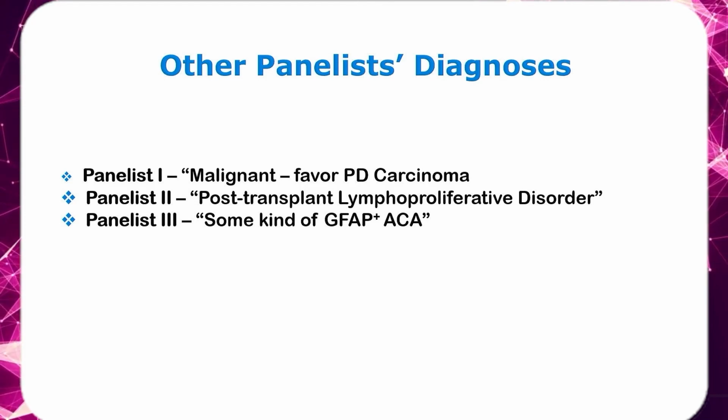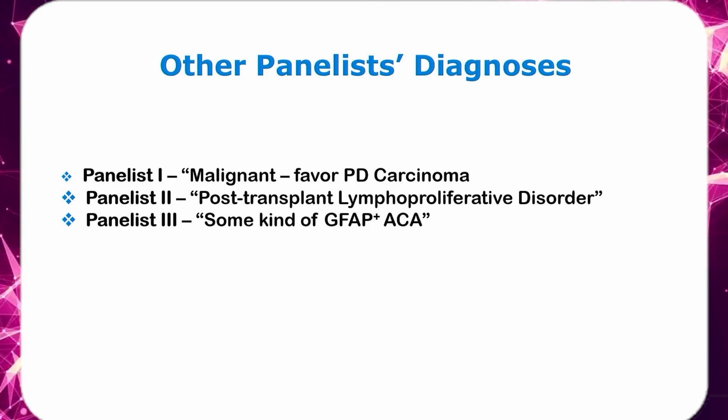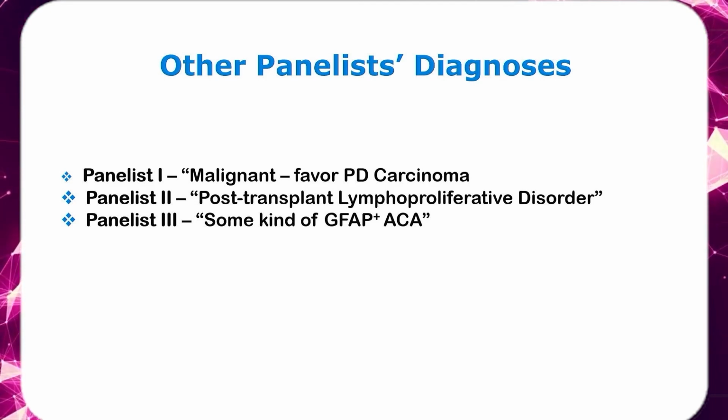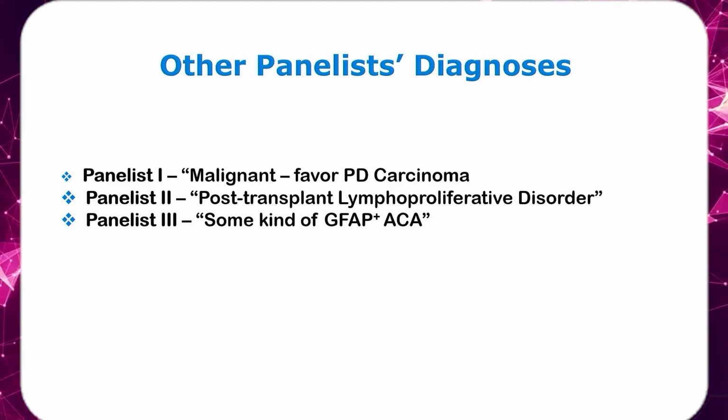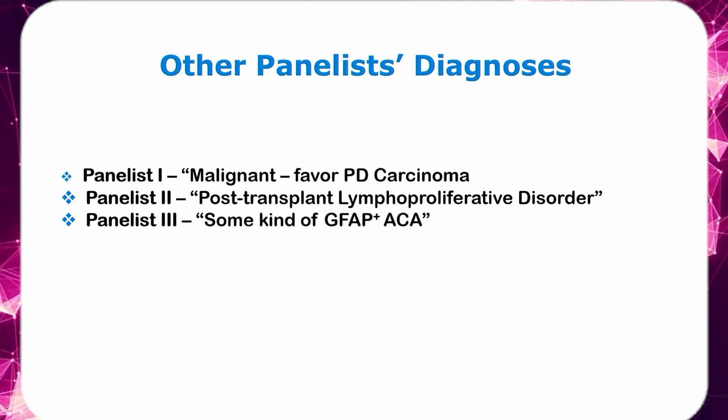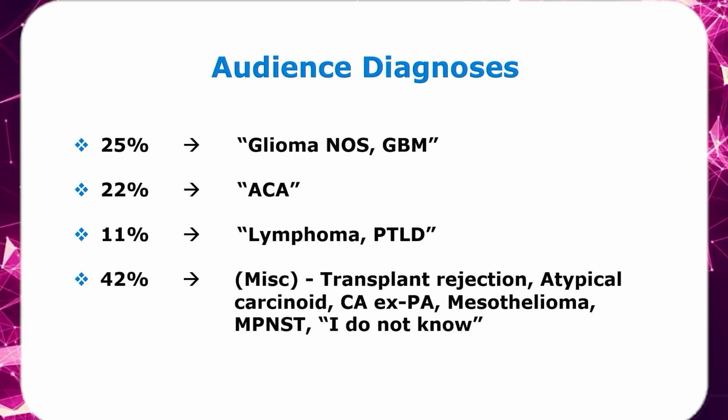The first panelist, past president of the ASC, most senior person, called malignant favor poorly differentiated carcinoma. The second panelist said post-transplant lymphoproliferative disorder. And I gave them in the history that the tumor lesion stained with GFAP. And the third one said some kind of GFAP positive adenocarcinoma. Then the audience also voted.